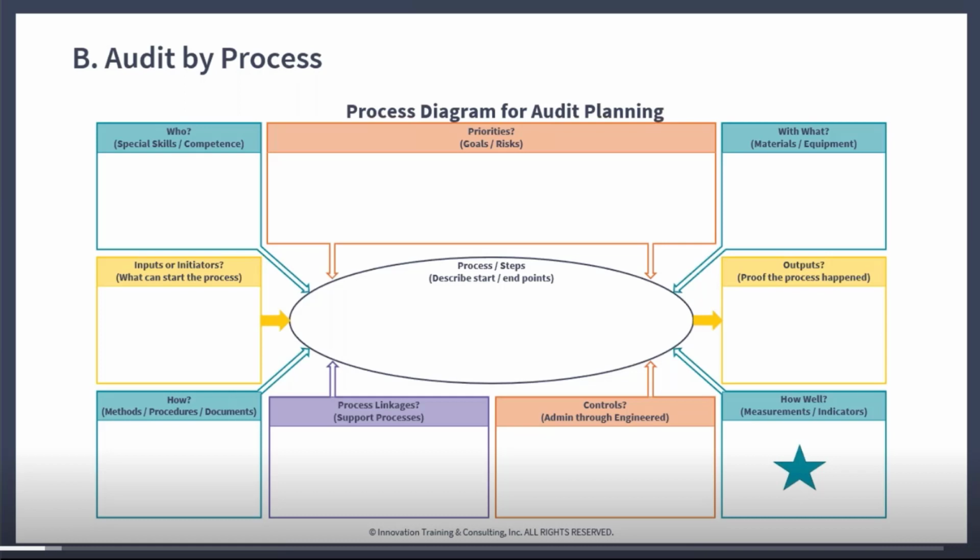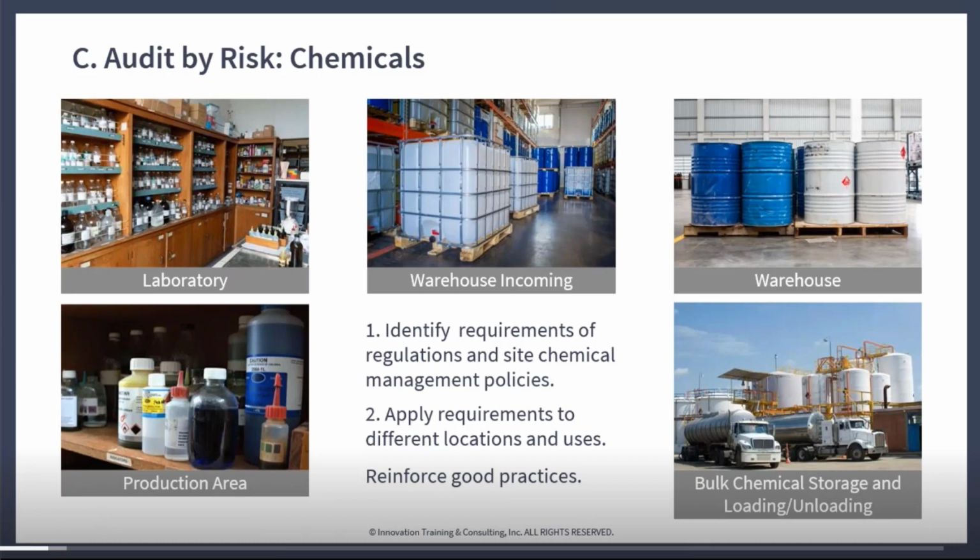And then the third example is auditing by risk. So here I've selected chemicals and given you pictures of a variety of places you might find them on your site. In the laboratory, you're likely to find things in original containers and organized. You might even have a chemical hygiene plan that has a detailed inventory. But if you go out to production, you might find things in alternate containers. You might have some mystery material out there, and they're going to be storing things wherever they have space, right? It may not be planned for.